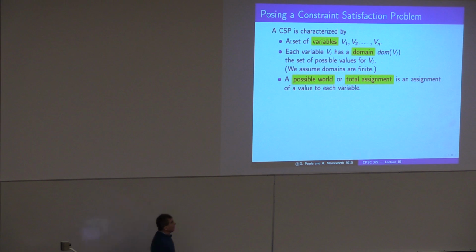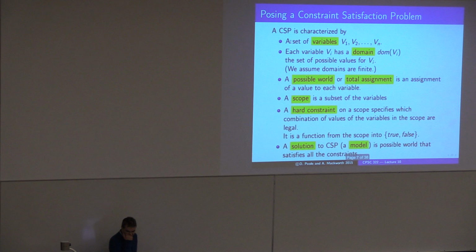All right. So what we did at the end of last time, we ended up having this constraint satisfaction problem defined by a set of variables. Each variable has a domain, which is a set of possible values. We're going to assume now they're finite, although we don't always assume they're finite. Some of the times we have continuous domains. And a possible world is an assignment of a value to each variable.